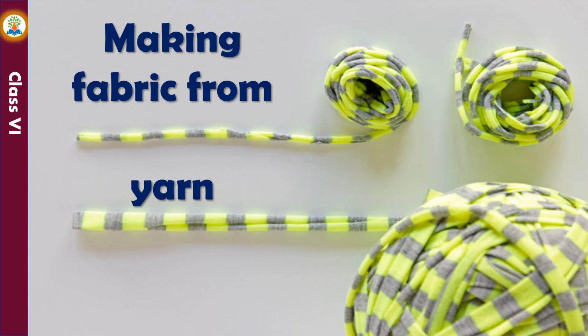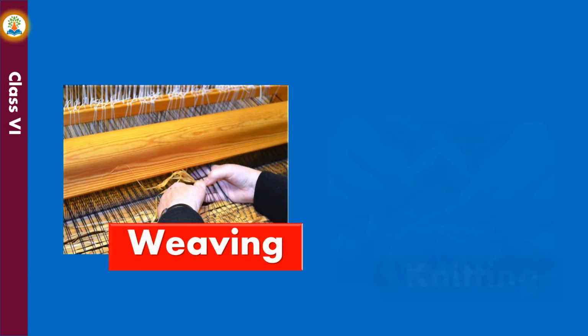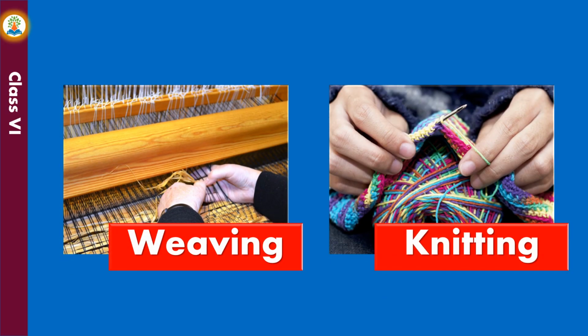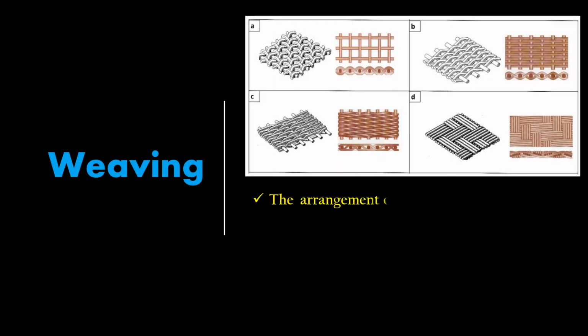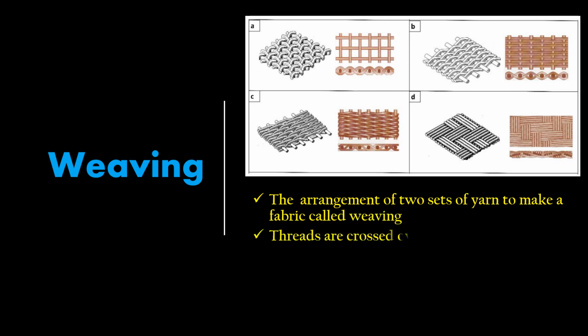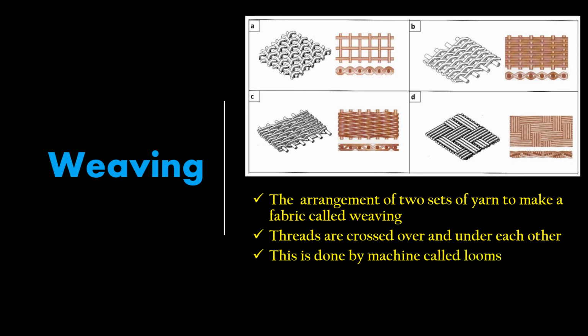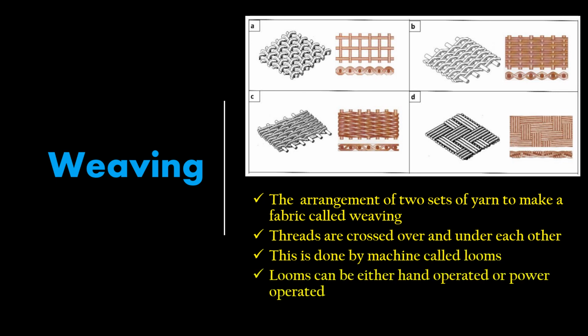Making fabrics from yarn. There are two main processes through which yarns are changed to fabric: weaving and knitting. The arrangement of two sets of yarn to make a fabric is called weaving. Threads are crossed over and under each other. This is done by a machine called a loom. Looms can be either hand operated or power operated.